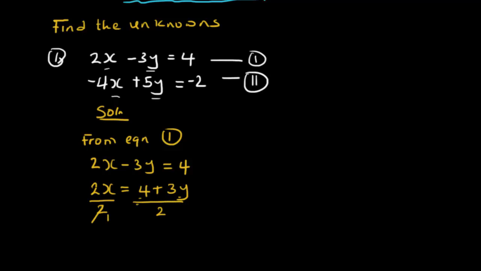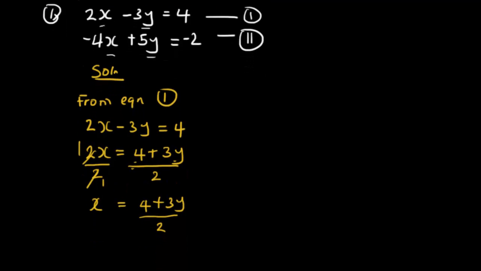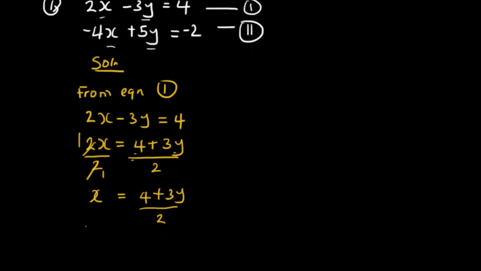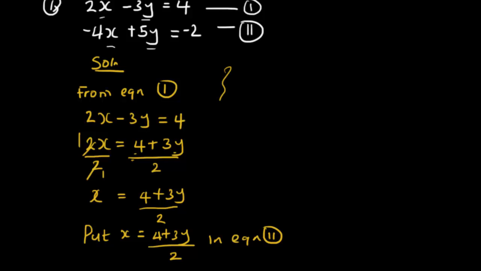So, 2 here, 1. I'm left with x equals 4 plus 3y all over 2. Now, I hope you understand it to this point. So, we can now put x equals 4 plus 3y all over 2 in equation 2, which is the second equation in this case. Now, let's solve the remaining here. So, I'm going to write equation 2. Equation 2 is minus 4x plus 5y equals minus 2.